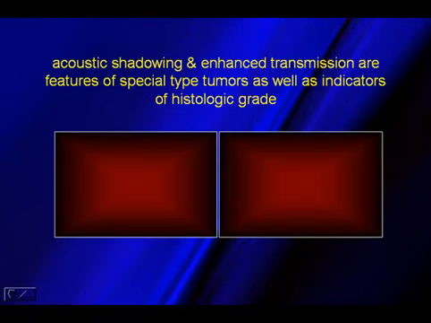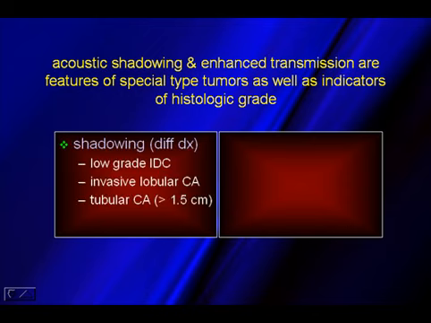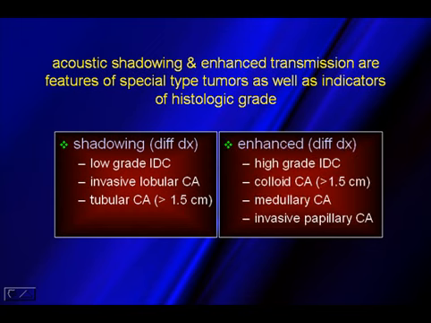Now, if we look at the differential diagnosis that we'll see with acoustic shadowing and enhanced through transmission, with our low-grade shadowing, we're going to see low-grade invasive ductal cancer. Invasive lobular carcinomas also cause shadowing, and tubular carcinomas once they're over 1.5 centimeters in size.